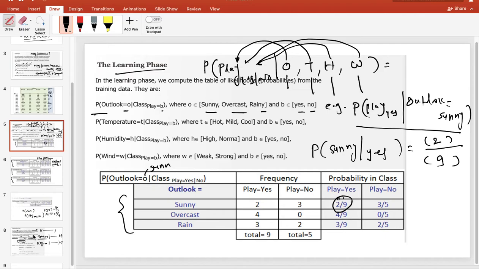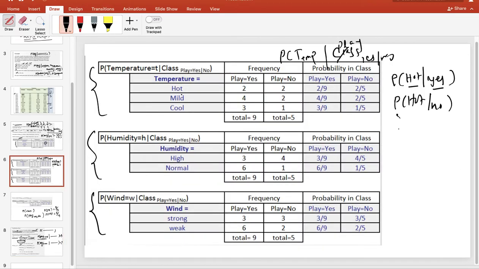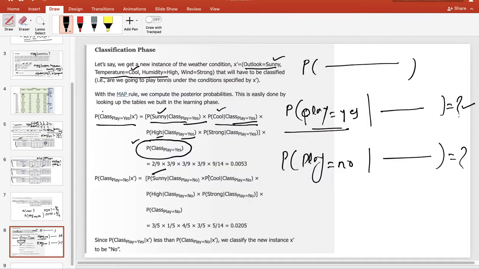So I'll simply put this 2 by 9 here, and then the probability of temperature cool given class yes can again be computed from here. It is 3 by 9, so I'll put that here. And 3 by 9 again for this, you can see from the table. For this it is again 3 by 9, and the probability of class play equal to yes is 9 by 14, since we are playing on 9 days out of 14 days. So this comes out to be 0.0053 if you compute.